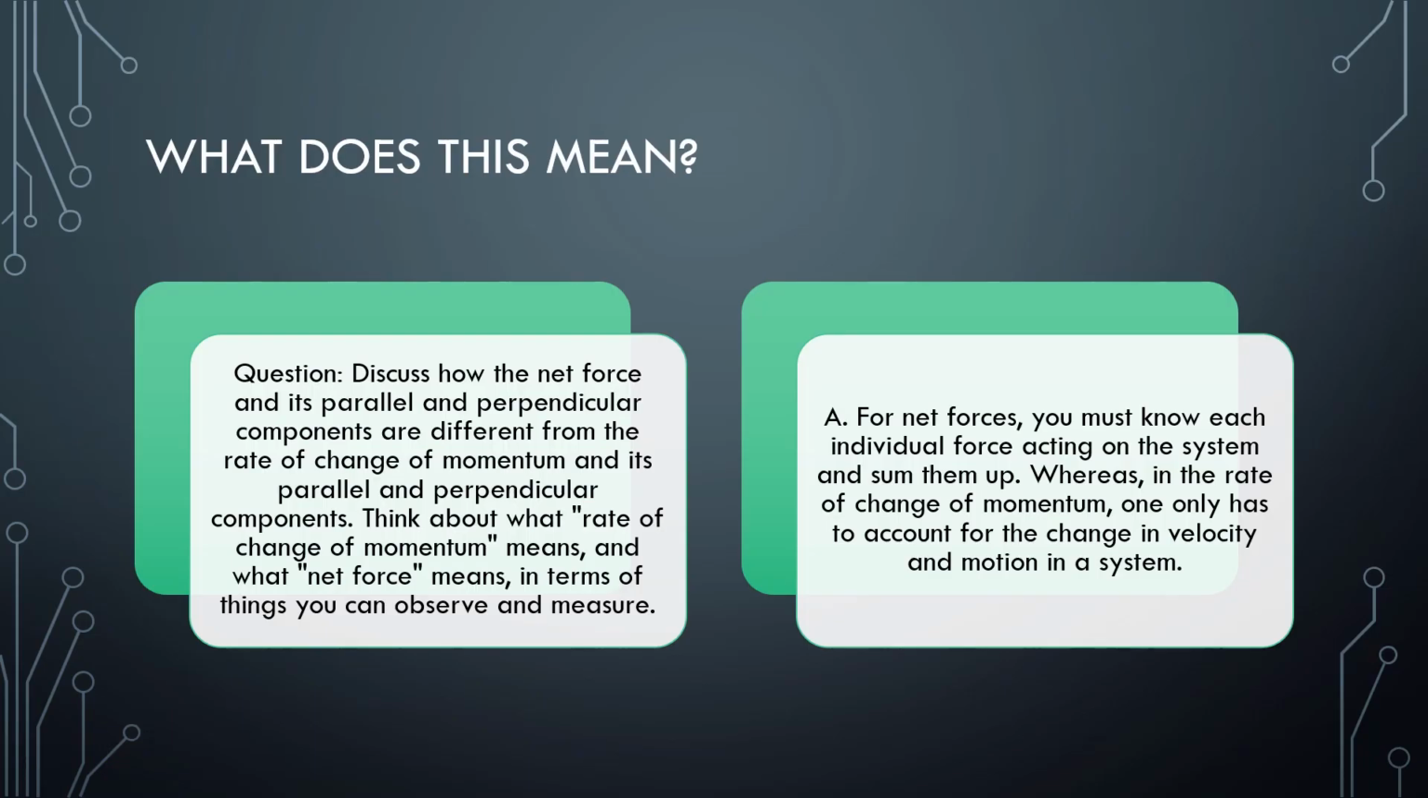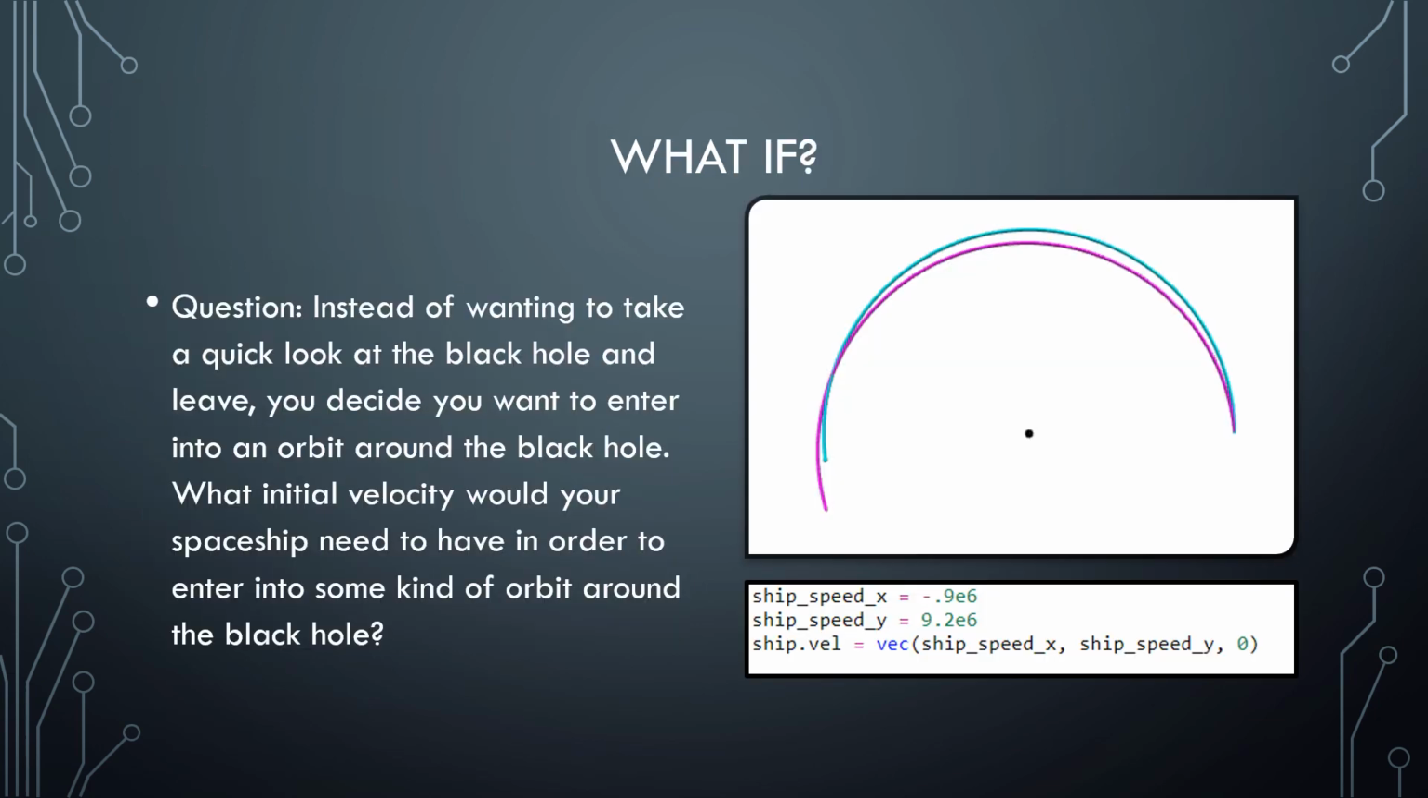So for what does this mean? Discuss how the net force and its parallel and perpendicular components are different from the rate of change of momentum and its parallel and perpendicular components. So the answer is for net forces, you must know each individual force acting on the system and sum them up. Whereas in the rate of change of momentum, one only has to account for the change of velocity and motion in a system.